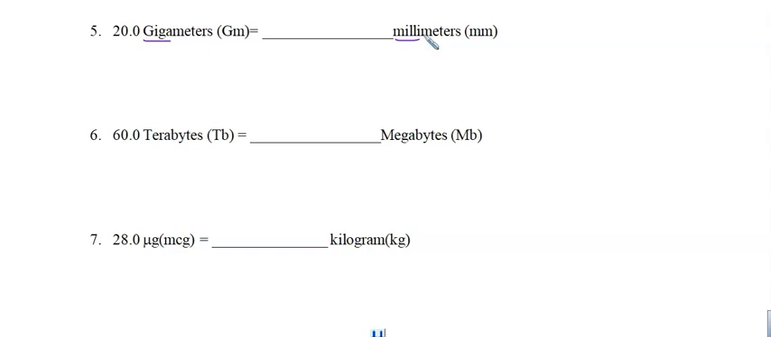So what you're going to do is always a 3-step problem. If you've got something with a prefix, metric, going to something else with a prefix, metric, it's going to be a 3-step problem. And you're going to have what I call a go-between. Your go-between is the base unit. So in this case, I'm going to go gigameter to meter, and from meter I'm going to go to millimeter. Can you see that? This is the base unit. Later, our base unit is going to be the mole.